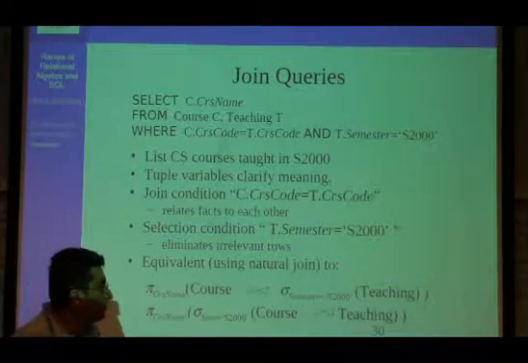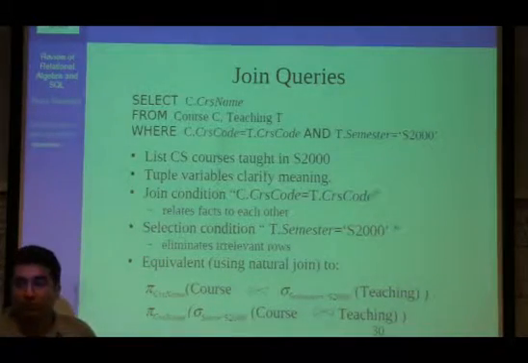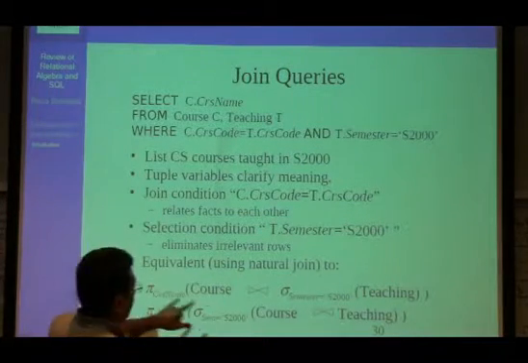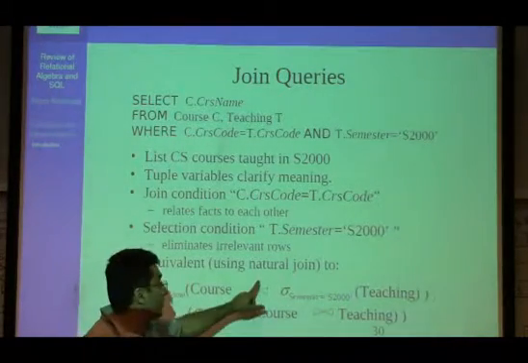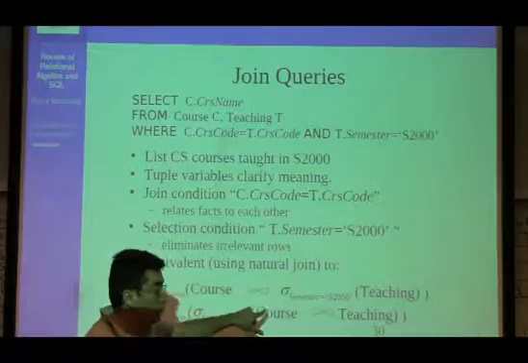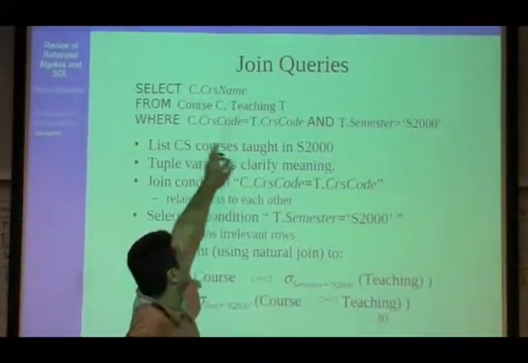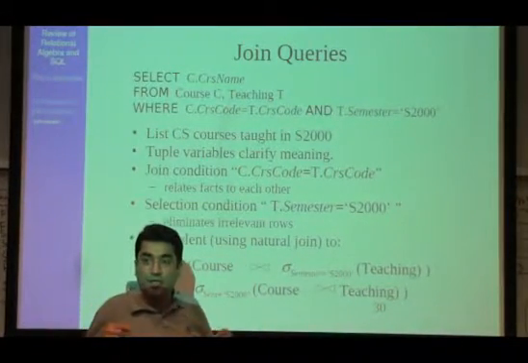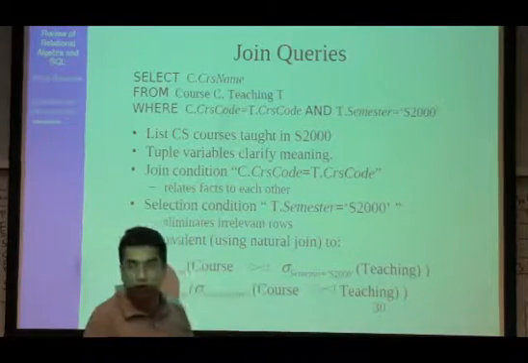So then we are giving the condition that C.course code is equal to T.course code in their relations, and semester is equal to S2. This is a natural join. This is not a Cartesian product. If it was a Cartesian product, you would have to have this equal condition over there. But since it is a natural join, it automatically matches the columns with the same name. Okay, and the course code was similar.